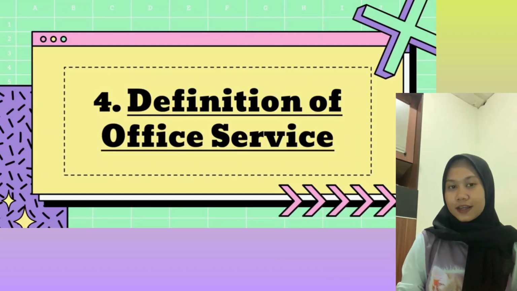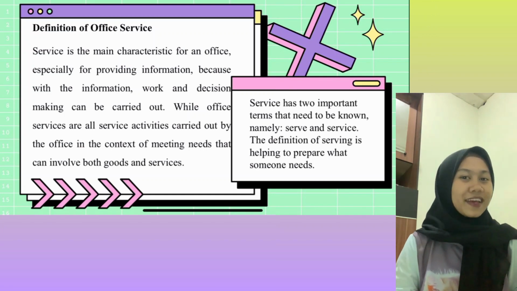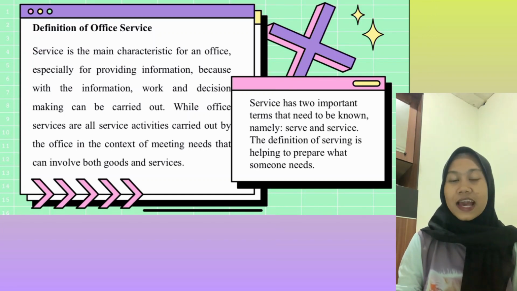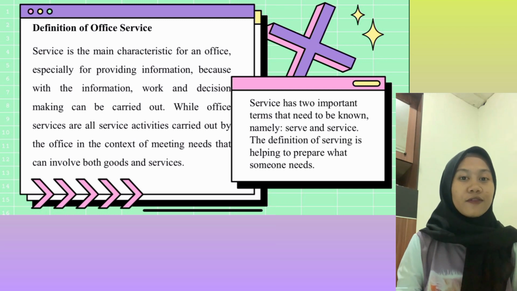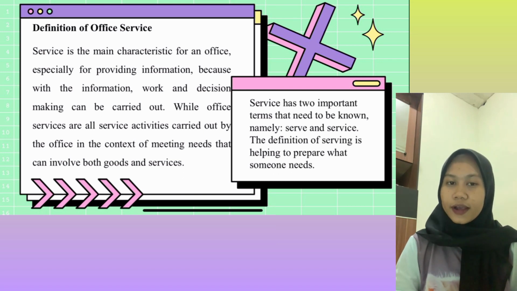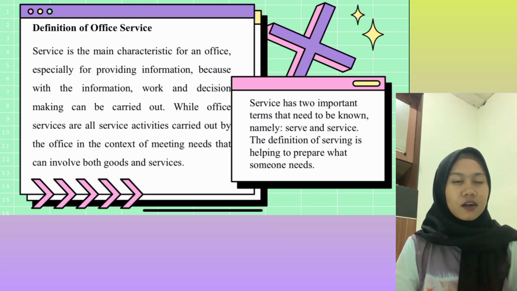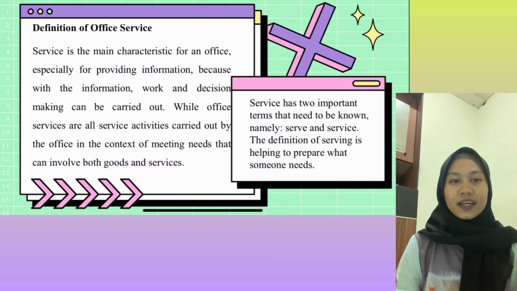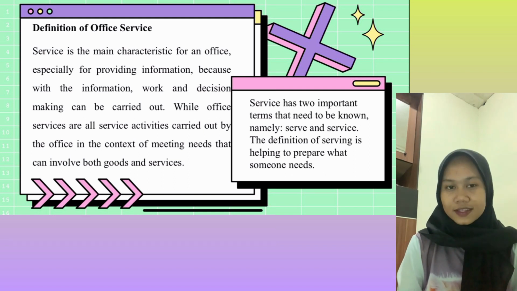Definitions of office service. Service is the main characteristic of an office, especially for providing information, because with the information, work and decision making can be carried out, while office services are all service activities carried out by the office in the context of meeting needs that can involve both goods and services.